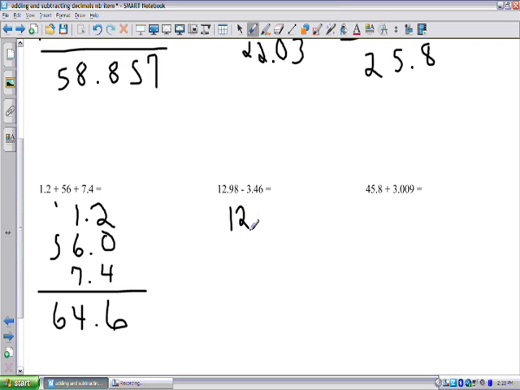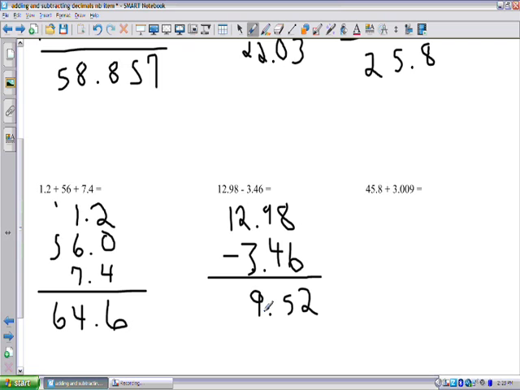Okay, so let's do this subtraction. 12 and 98 hundredths minus 3 and 46 hundredths. All right, we can subtract 8 minus 6 is 2. 9 minus 4 is 5. Bring the decimal down. You can't subtract 3 from 2, so you borrow from this, make it 10. 10 minus 3 is 7. 7 plus 2 is 9. Get 9 and 52 hundredths as your answer.